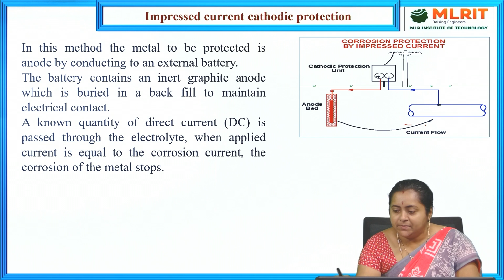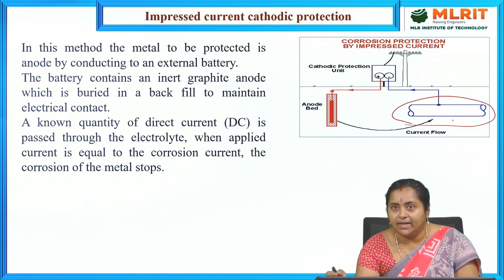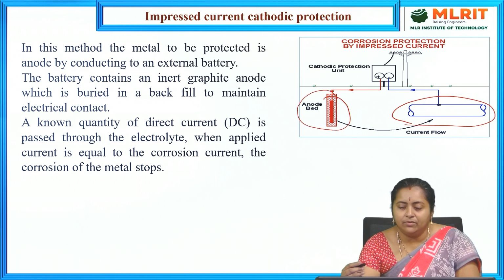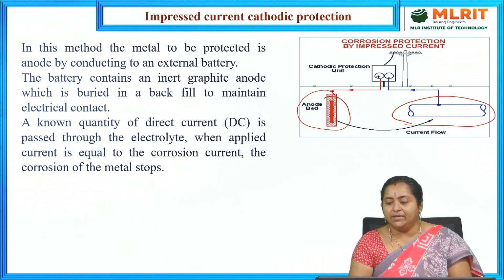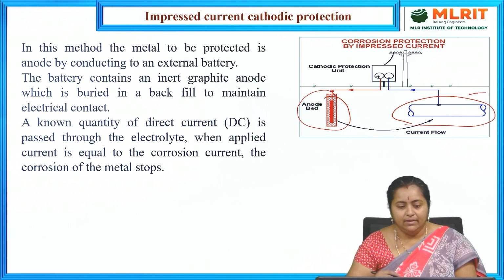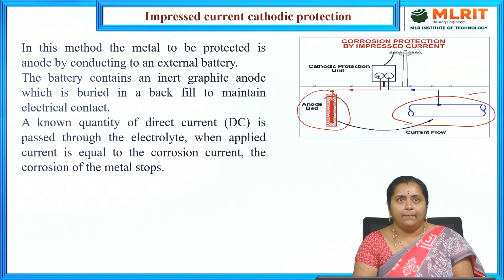The base metal that we are going to protect from corrosion reaction initially acts like an anode. So, for completing the cell, we have to depend upon one more electrode. So, for a better anode, we are going to choose a graphite electrode. This graphite electrode is connected to the base metal with the help of one external battery.